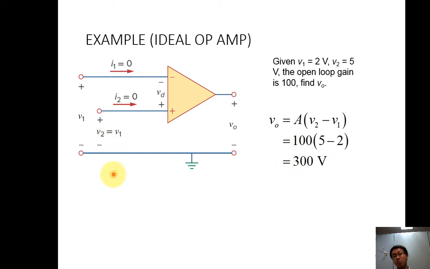Which means if, let's say, my input V1 is 2 volts and V2 is 5 volts, the difference is 3 volts. And then this difference will have a gain as it passes through the op amp. It becomes 300 at the output. But this is a simple equation. For the ideal op amp, A must be infinite.